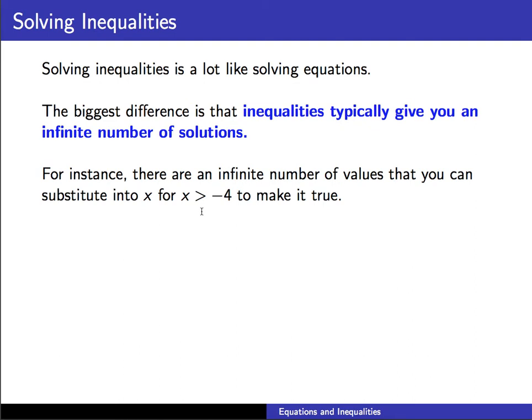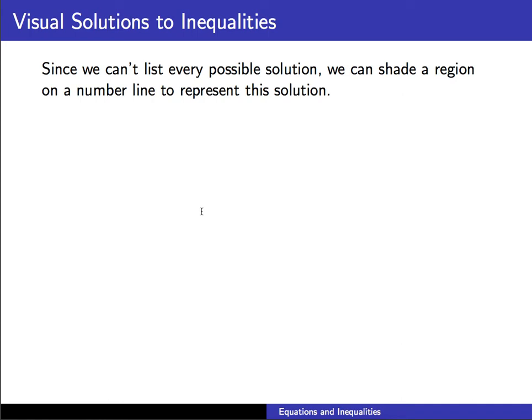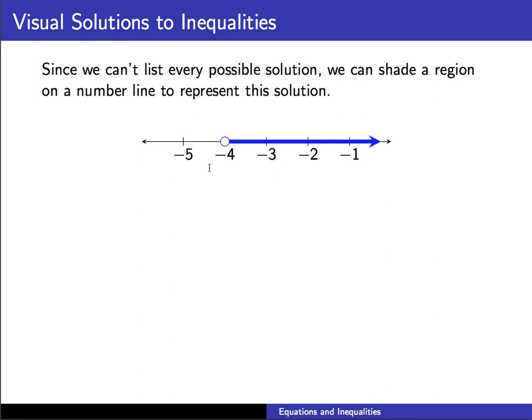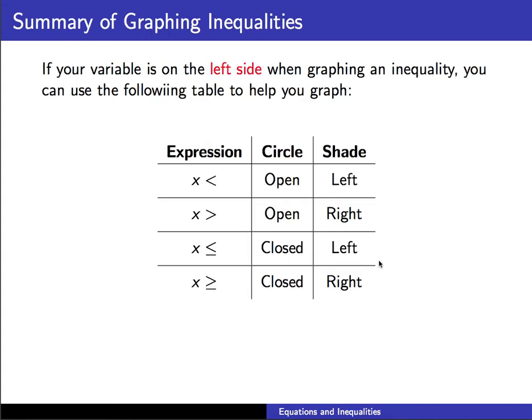So for visual solutions to inequalities, since we can't list every possible number that's greater than negative 4, we can shade a region on the number line to represent that solution. On a number line, all the values that are greater than negative 4 are to the right of negative 4. So any number that's part of this shaded region on the number line is a solution to that inequality, x is greater than negative 4.